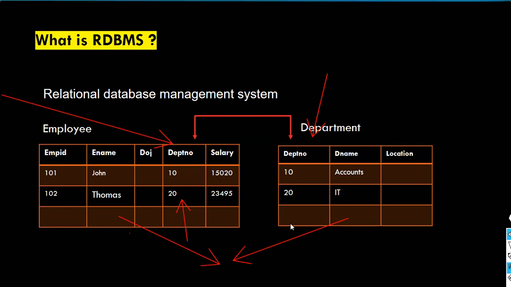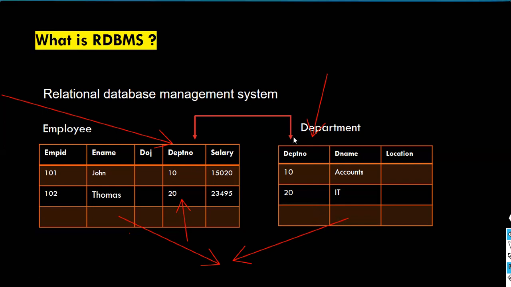Okay, whatever values you define as part of the depart number, the same values should be there here. Not necessarily all the values, but you're not supposed to use a depart number in the employee table which doesn't exist in your department table's depart number column.